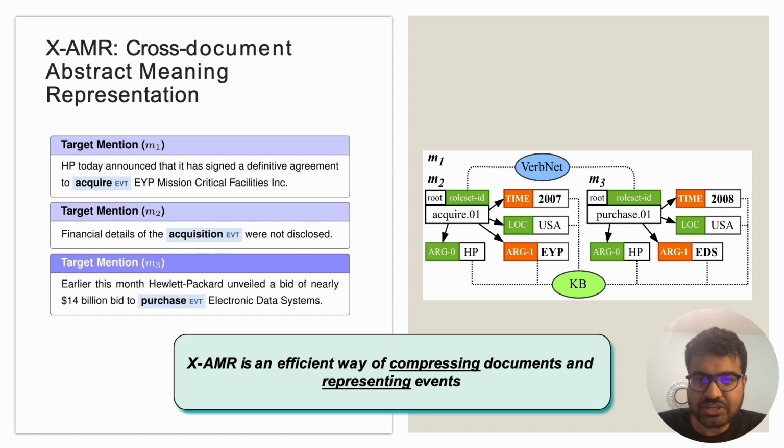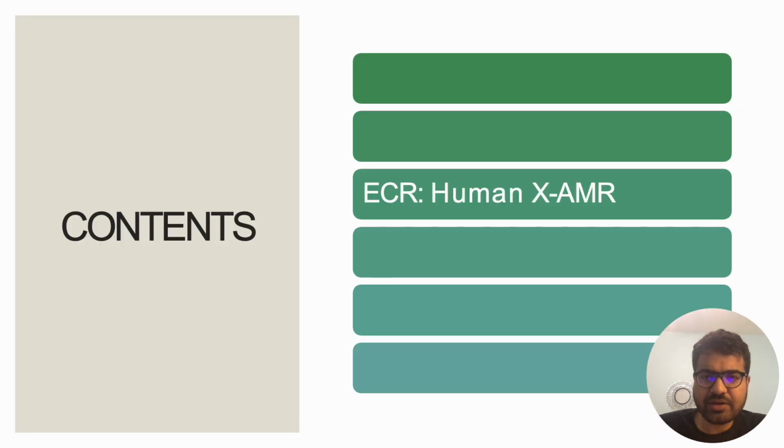For instance, by generating the X-AMR representations for the 3 events, we are able to match M1 and M2 as they have the exact same graphical representation, and also distinguish M3 from M1 and M2 by comparing the arg1 and the time for the acquisition event. We claim that X-AMR is an efficient way of compressing documents and representing events. Next, we test this claim by running human annotations on the ECB plus corpus, enriching it with the X-AMR annotations for its mentions, and introduce a novel linear ECR algorithm that uses X-AMR to do the coreference.